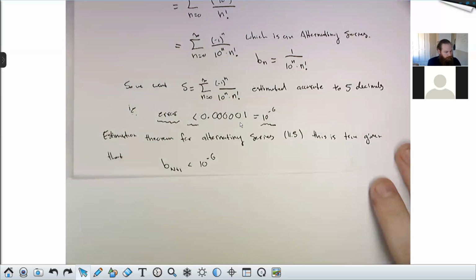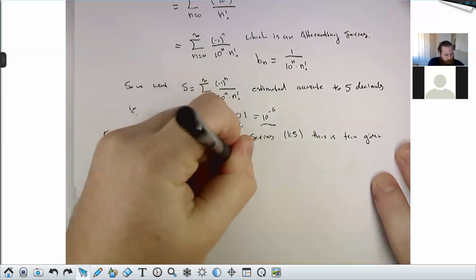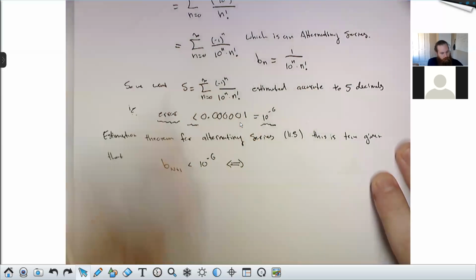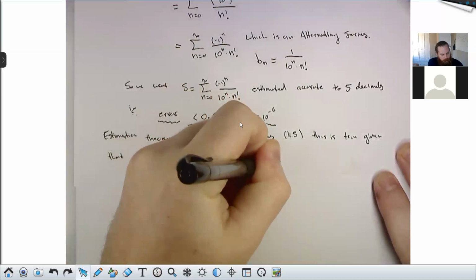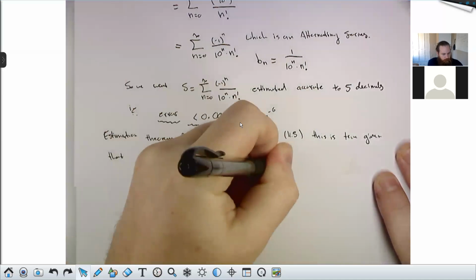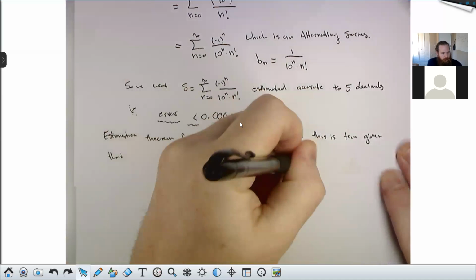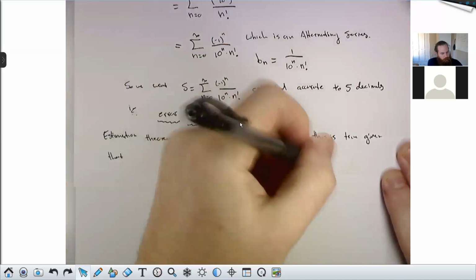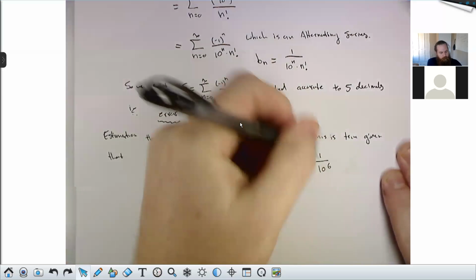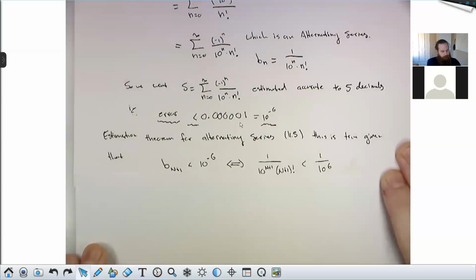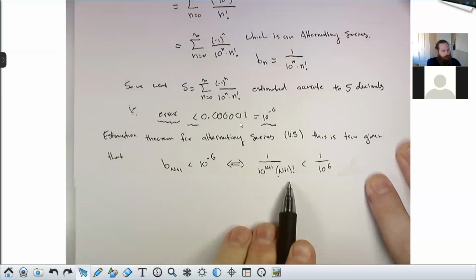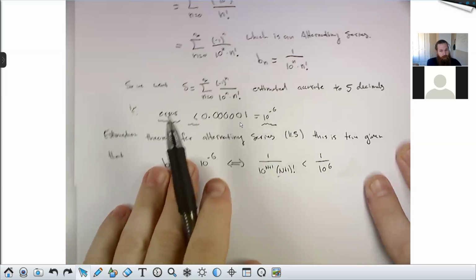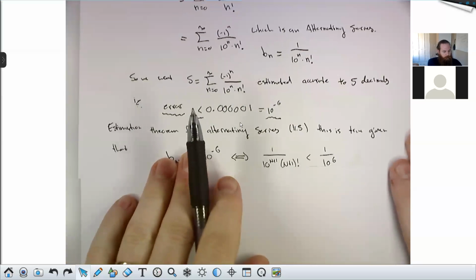B sub n plus 1, that's 1 over 10 to the n plus 1 times n plus 1 factorial. And we want this less than 1 over 10 to the 6. And this is one of those things where maybe we can do a little bit of direct work, maybe not. The factorial here is going to mess things up. So probably my move would be to guess and see if there's any guesswork that we can do.